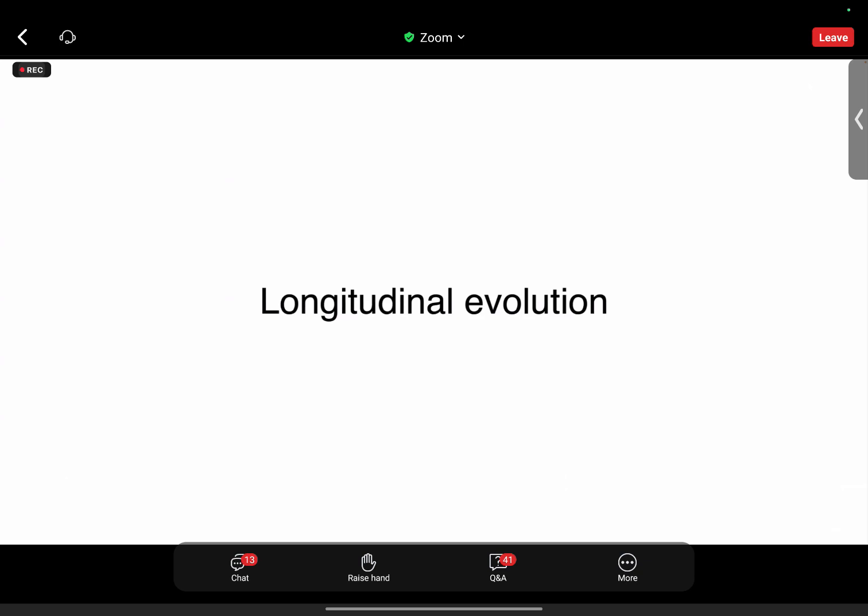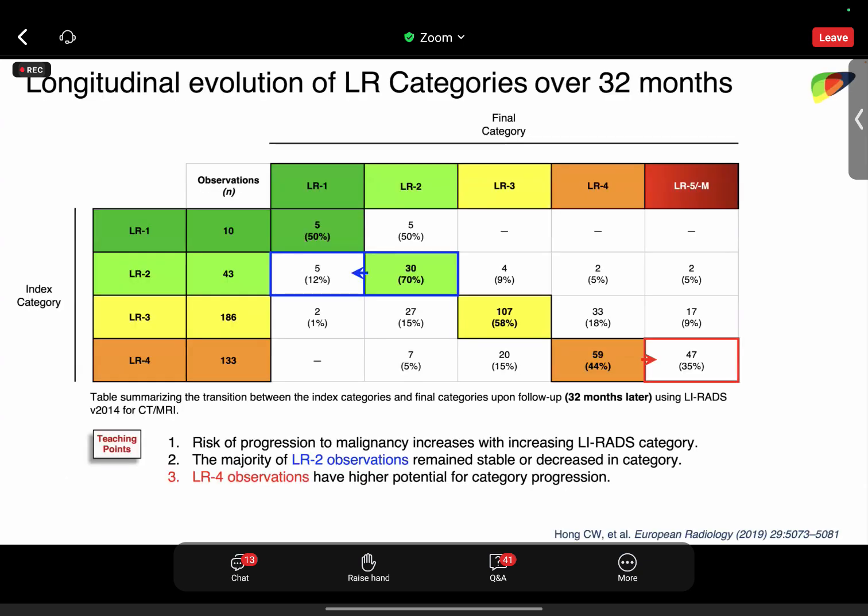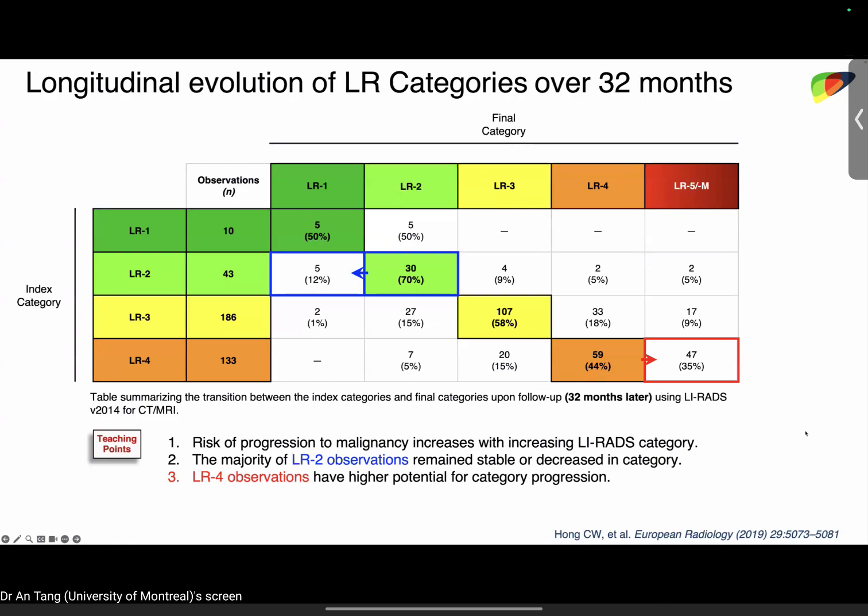LI-RADS can also be used to predict longitudinal evolution. This is summarized here in this paper by William Hong, showing the evolution of LI-RADS categories over 32 months. You can see that the risk of progression increases with LI-RADS categories. The majority of LI-RADS 2 observations are either stable or decrease in category over time, whereas LI-RADS 4 categories have a higher potential for category progression.